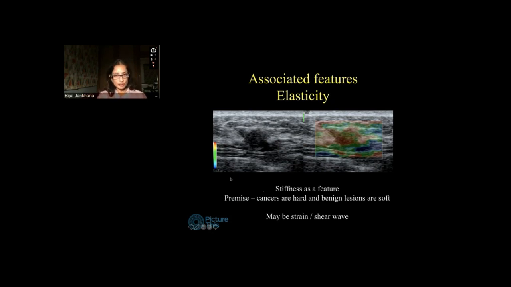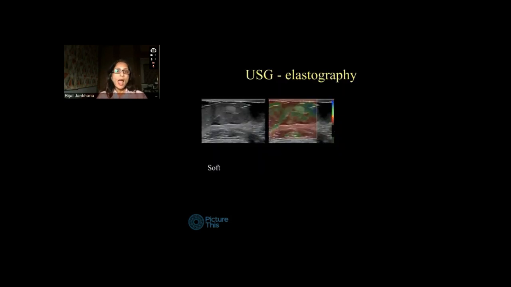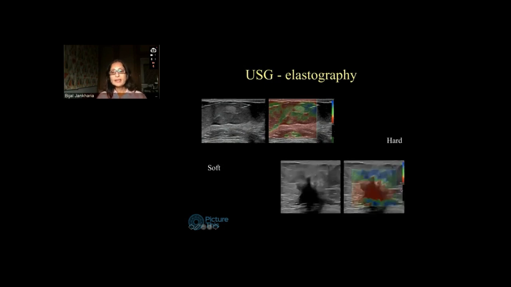Stiffness as a feature is based on the premise that cancers are hard and benign lesions are soft. It can be strain wave or shear wave, and here we can see that this nice lipoma is pretty soft, whereas this cancer is pretty hard here.